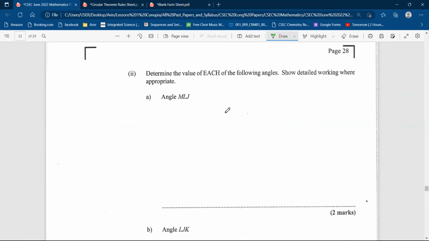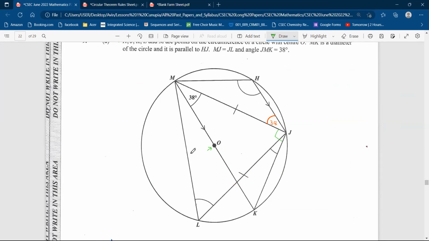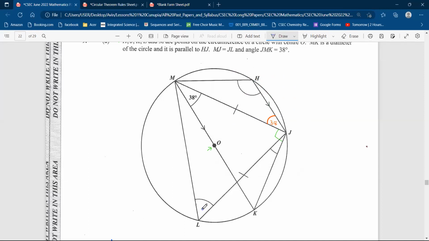Part 2 now, right? We have to try to find the angle MLG. So let's go and look for that angle and see what MLG looks like. It's this angle with the dot here, right? So let me put a different color here. I'll use a purple dot, right? So we're trying to find this angle here. Find the value of that angle, right?